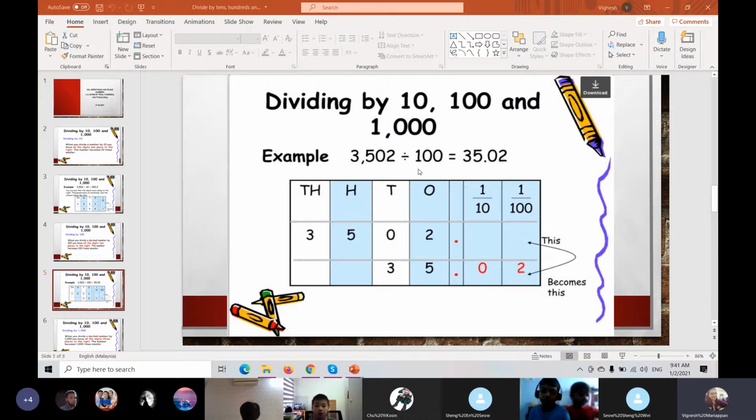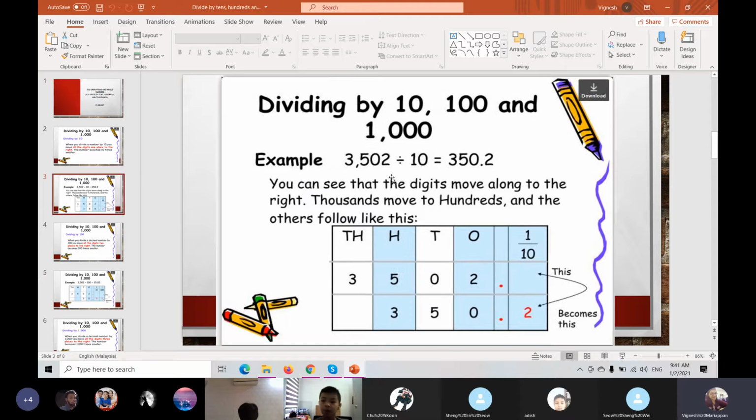3502 divided by 100. Okay, now for this time dividing by 100, do we need to move again one place value? Class, how many places do we need to move? Teacher said we have to assume that our decimal is at the end of these two. For divide by 10, we move only one decimal place.